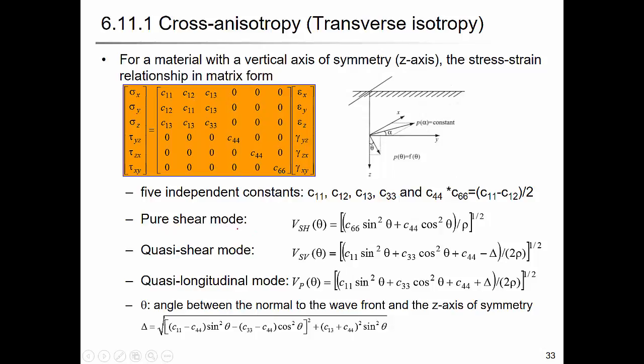Pure shear mode for the SH wave. So SH is polarized in the horizontal direction, right? And for the SH wave, because in every direction in the plane you have the same stiffness, you get the pure shear mode. But if it's polarized in the vertical direction, the upside and the downside stiffness are different. You have a difference in stiffness, so you don't get the pure shear wave. It's going to be somewhere in between. It could be inclined, or it could be some mixture with the body wave, the P wave. So that's why we call it the quasi shear mode. And the quasi longitudinal mode is also the P wave in one direction. So in cross-anisotropy, you get the pure shear mode, the quasi shear mode, and the quasi longitudinal mode.